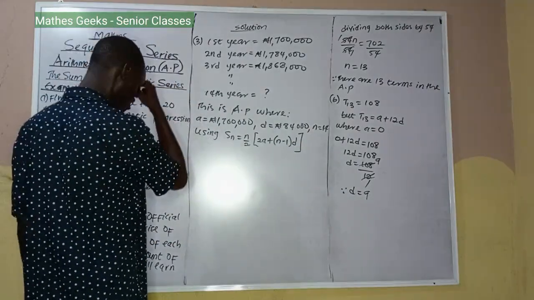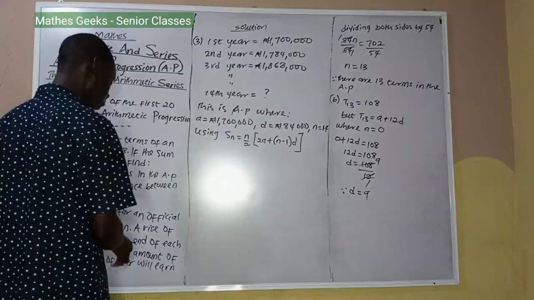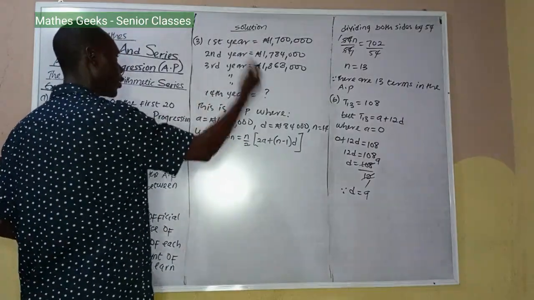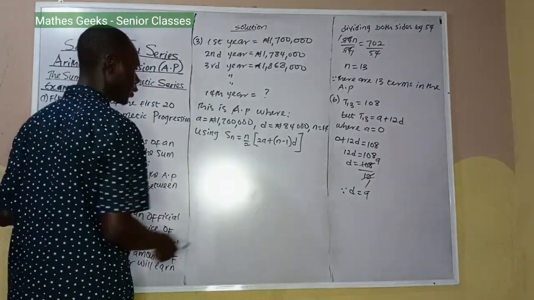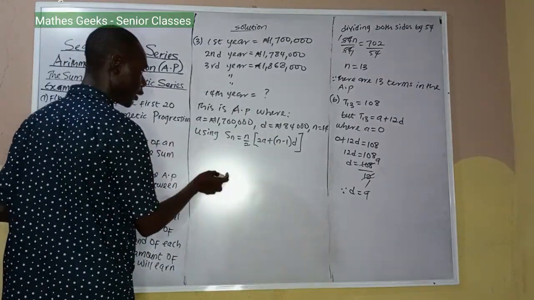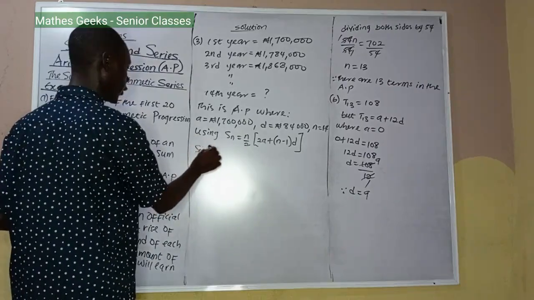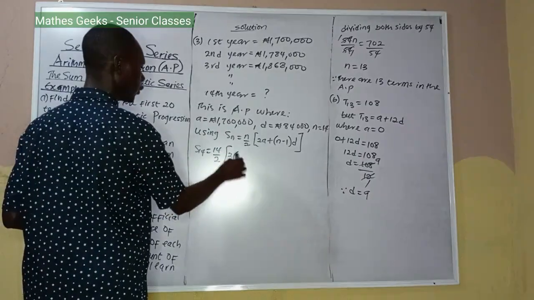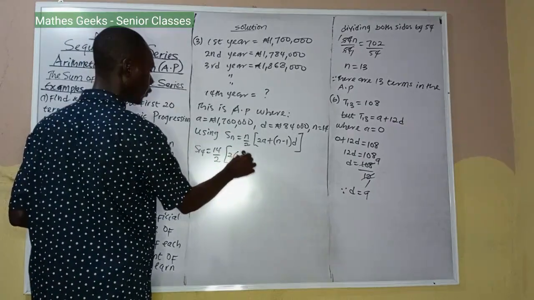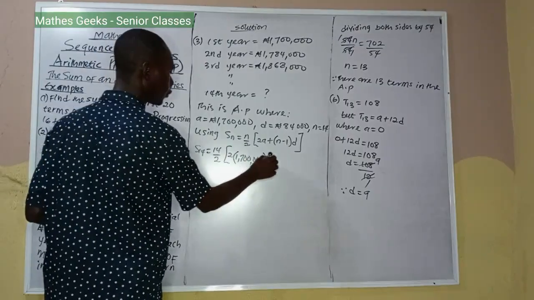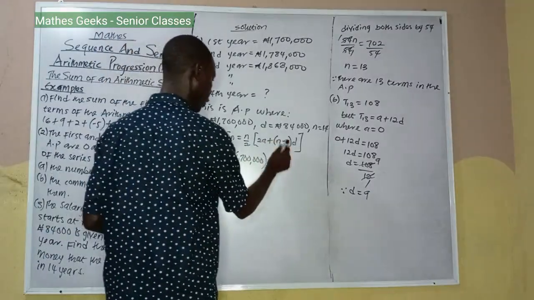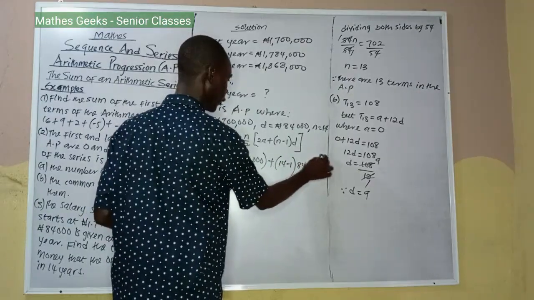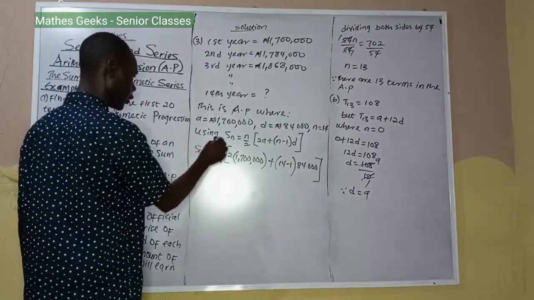So the total amount that the officer will earn in 14 years is the sum of all the amounts that he is earning over the range of 14 years, starting from the first year to the 14th year. So S14 is equal to 14 divided by 2 times 2 times 1,700,000 plus 14 minus 1 times the common difference 84,000. 2 here, 1, 2 here, 7.